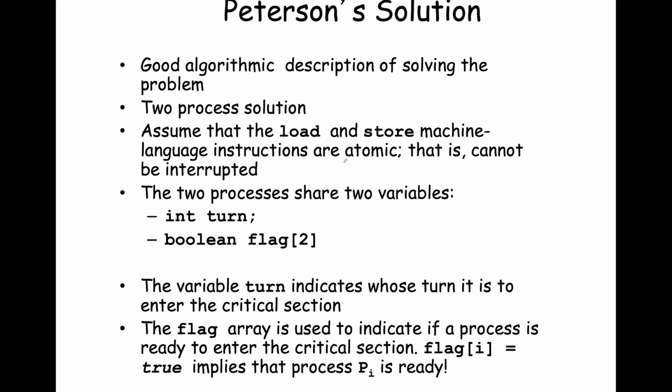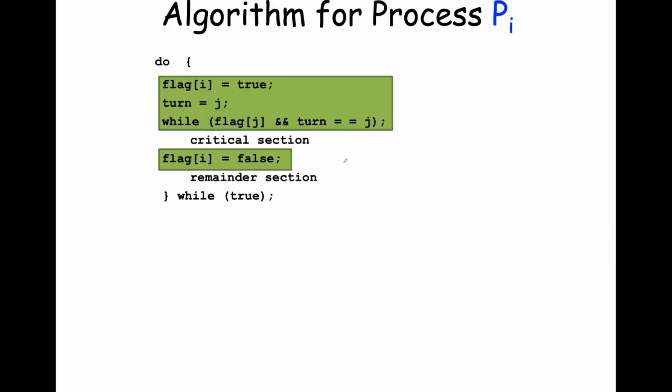And then a flag is an array of 2 Booleans, the flag array. The turn indicates whose turn it is to enter, but the flag array is used to indicate if a particular process is ready to enter the critical section. So for process i, if flag[i] is equal to true, it means that Pi is ready to enter the critical section to perform the actions associated with modifying data structures in that snippet of code. And so this is the algorithm for the ith process.